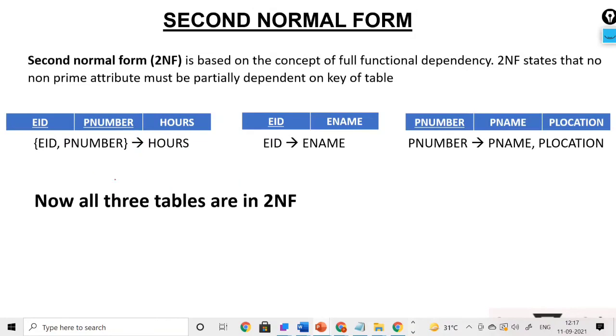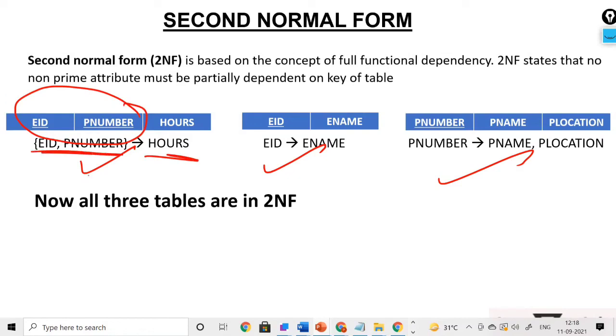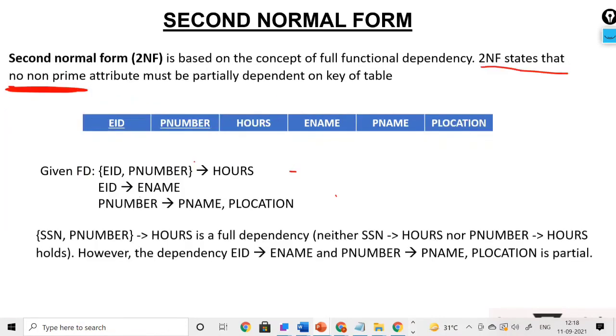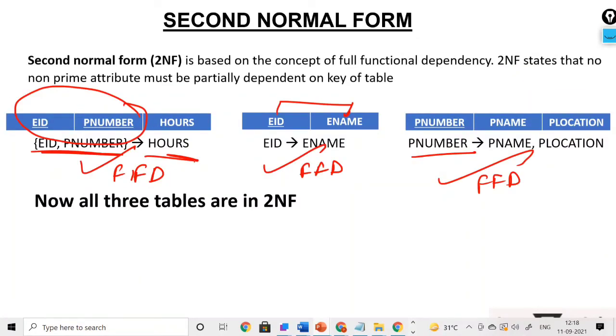So what will be the correct solution? I have divided the table into three parts. Now you can see that this table has this key, and R is depending on both of them, so it is a full functional dependency. Now EID is determining ename. If our table has only one key, there is no case of partial dependency, because the key cannot be divided, so this is again a full functional dependency. P name and P location are depending on P number, which is again a single key. So all three tables have full functional dependency, and all three tables are in 2NF. So the table which was previously not in 2NF, after decomposing and normalizing, is now in 2NF.